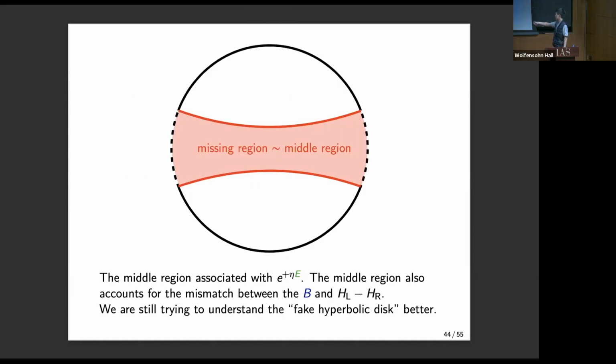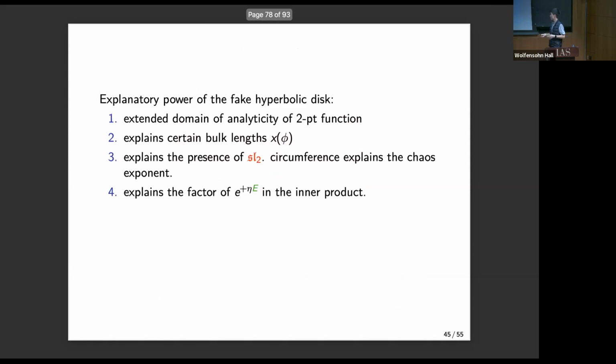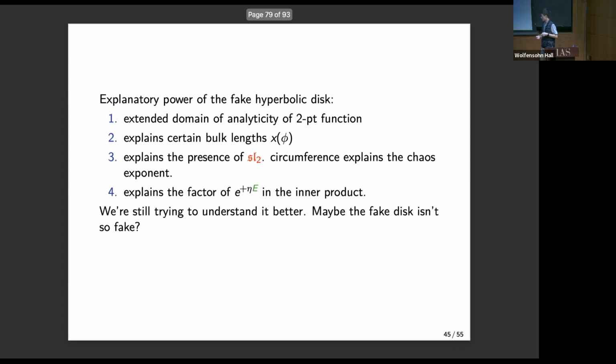As a final comment, I will say that the total circumference of the space exactly matches what we would have expected from the chaos exponent. So the chaos exponent is related to the fake periodicity of this fake space. But all these effects seem to align. So these were all basically discovered experimentally by doing this whole microscopic algebra stuff, doing a bunch of chord combinatorics. But the output is consistent with this sort of fake hyperbolic disk, where we actually have some negative global Euclidean time evolution. It's quite strange. But maybe the fake disk is not so fake. That's what we're trying to do.